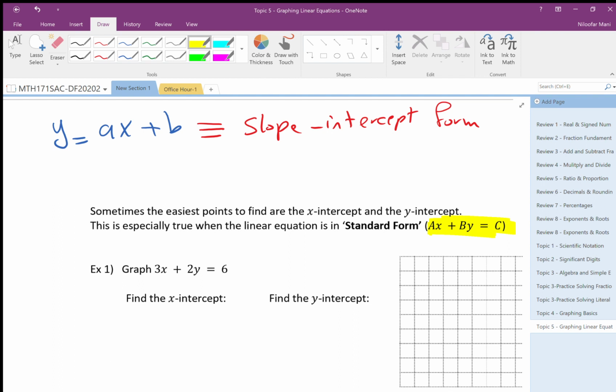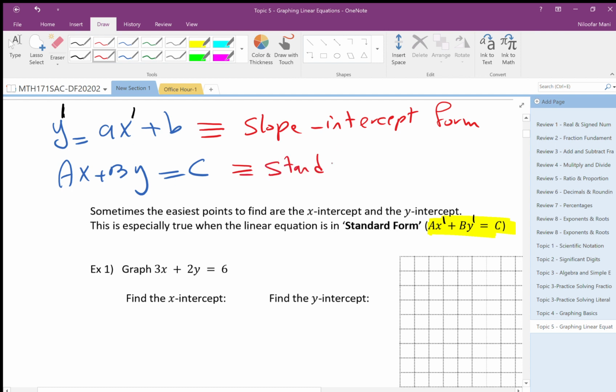If I see ax plus by equals c, in both cases I have a line because I have y power 1 and x power 1. Yes, in both cases I have a line, but one of them is in slope intercept form and one of them is standard form. So if I say I want you to show me a line in standard form, I mean this: ax plus by equals c, and we call this standard form. The line in standard form.